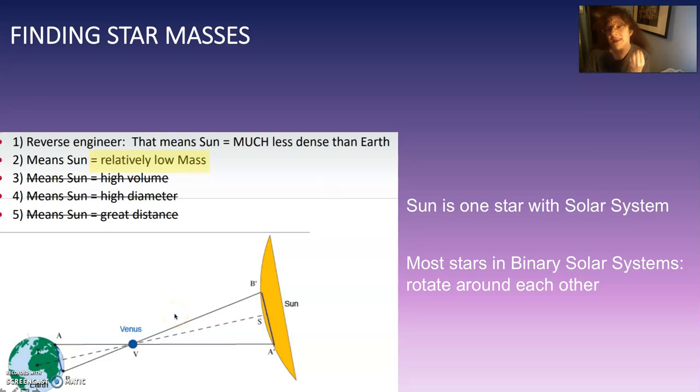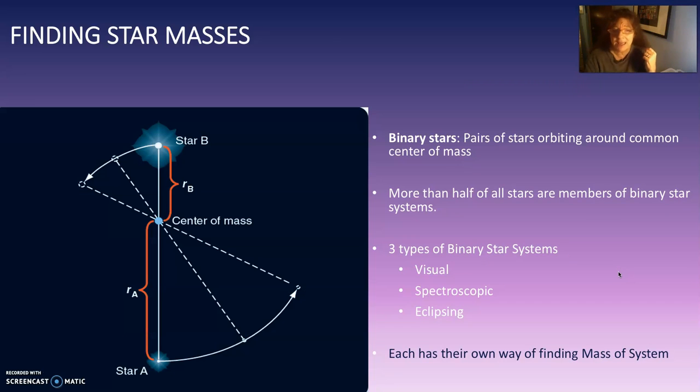We have one star in our solar system, but most stars are in binary systems in our universe. Sirius A and Sirius B, Rigel A and Rigel B. Those are binary star systems. Very, very common. They rotate around each other. So these star systems rotate around a common center of mass, much like you see in a seesaw.